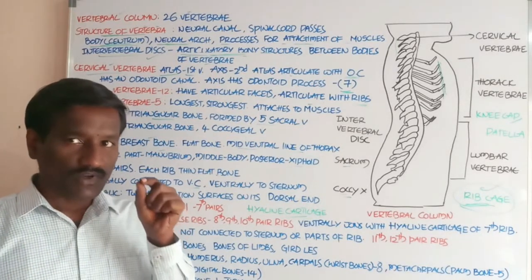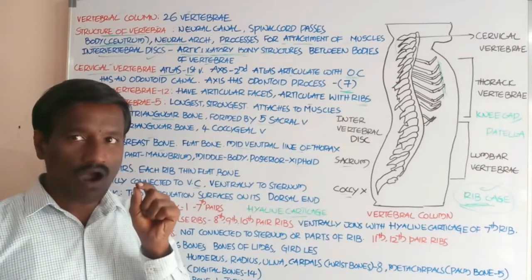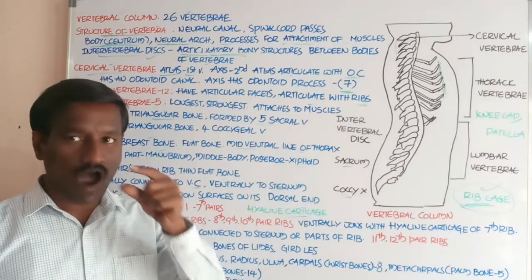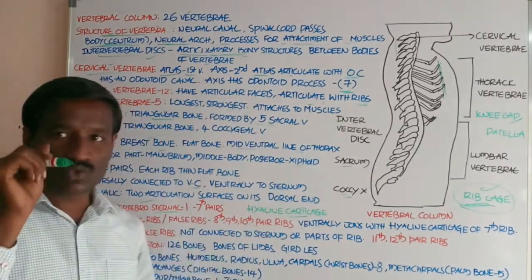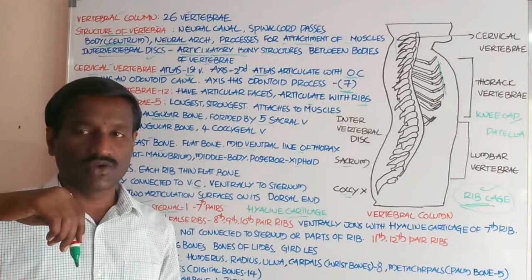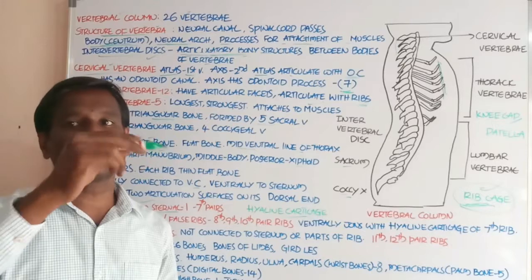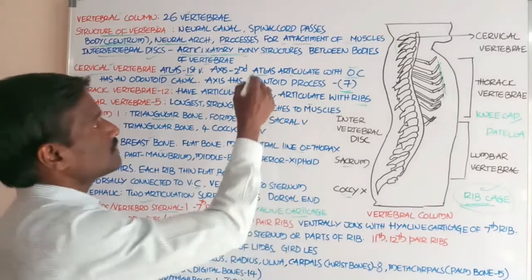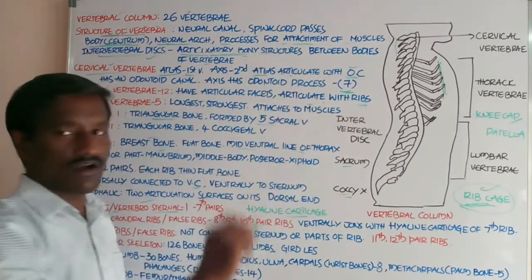If you observe, the atlas has two hollow, cavity-like structures. These provide space for articulation with the occipital condyles. So the atlas articulates with the occipital condyles.